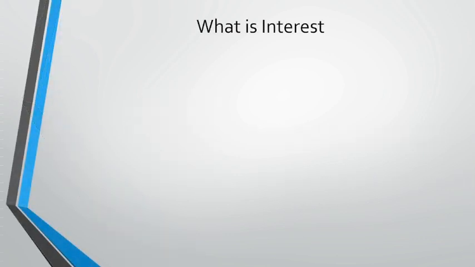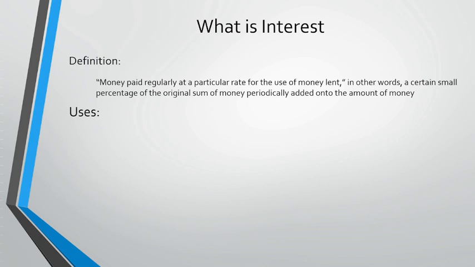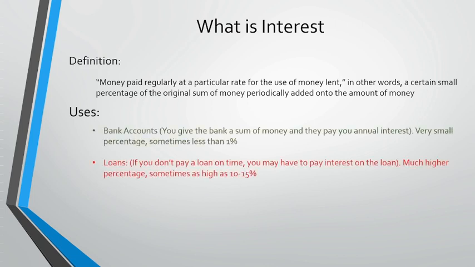To start off this video, I will give you a brief definition of interest and how it works. Interest is a small percentage of money applied to the original money that is lent either by you or for you. So you can lend the bank money and they will pay you interest, or you borrow money and you have to pay the lender interest.